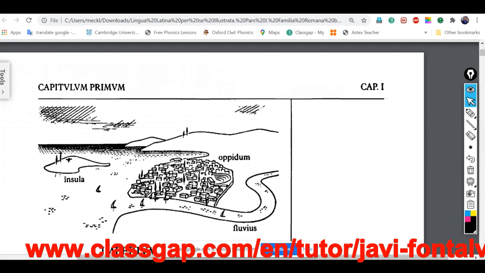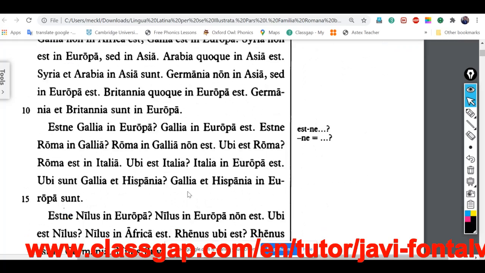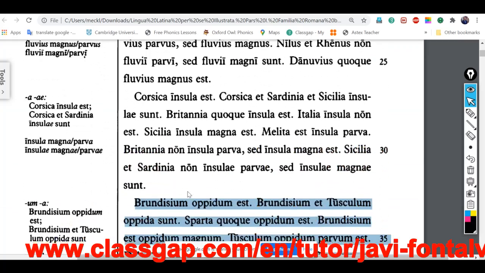Something bigger would be called urbs, like urbe. That's why you have the word urban, or urbanistic. So oppidum would be like a town or walled city, like this. Something like Rome, or a little bit smaller. Anyway.